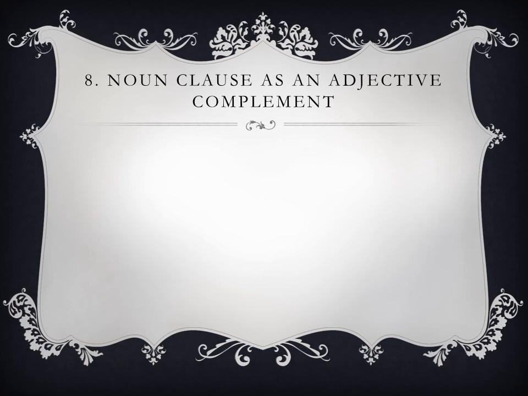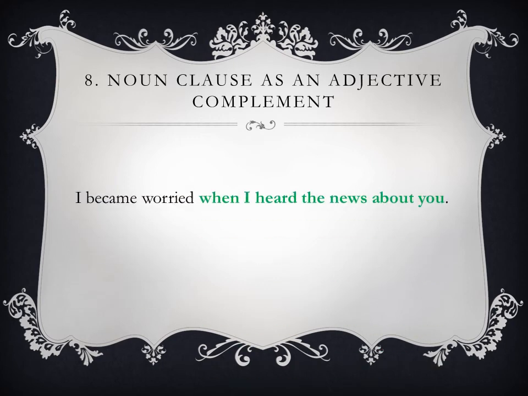The last one is noun clause as an adjective complement. A noun clause modifies or completes the adjective. Okay, let's see the example. I became worried when I heard the news about you. So the noun clause here, "when I heard the news about you," modifies the adjective worried. Worried has the function of an adjective, and the noun clause modifies the adjective.